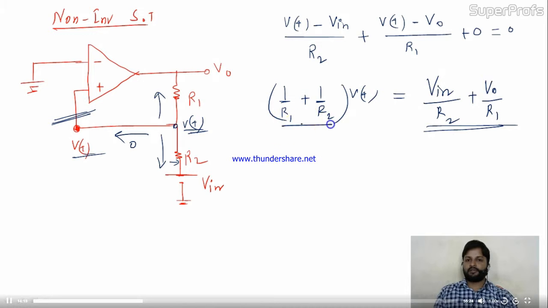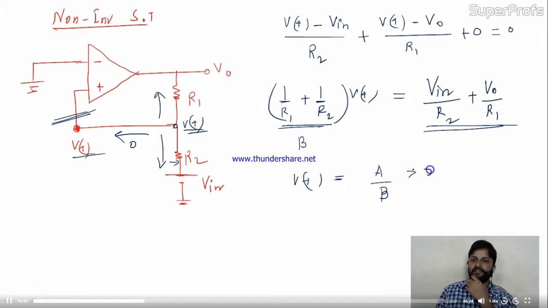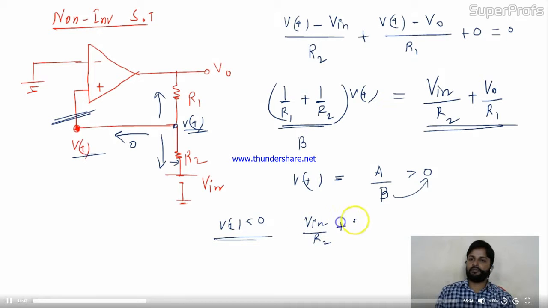So your VT is totally this. I'm giving this the name B and I'll take B that side. So it will be VT equals the entire thing A divided by B. Now the condition is, if VT is greater than 0. Two conditions we have: VT less than 0 and VT greater than 0. When VT is greater than 0, this whole part goes to this side and we remain with V in divided by R2 plus V0 divided by R1 equal to 0. Now what will it be, equal to 0 or greater than 0?